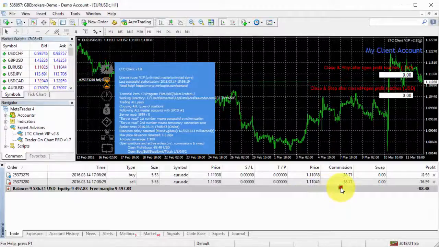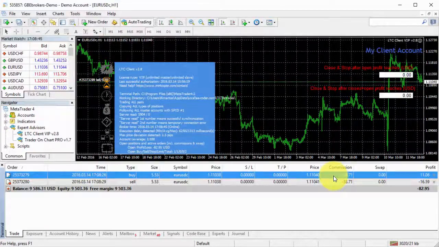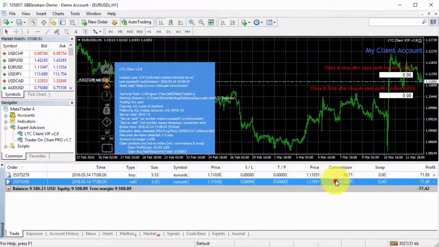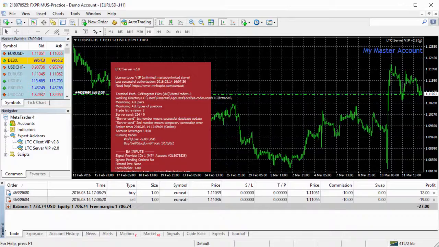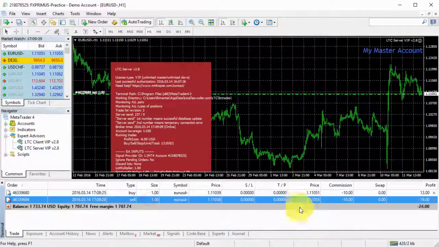So see that my commissions for these trades will be $38.71 for each trade. So I'm looking at more than $70 commissions for both trades if I close them just like that. And the commissions on my master account are smaller because of the smaller lot size, and those are $10 per trade. So if I close trades just like that, I will be charged $20 commissions for both trades.